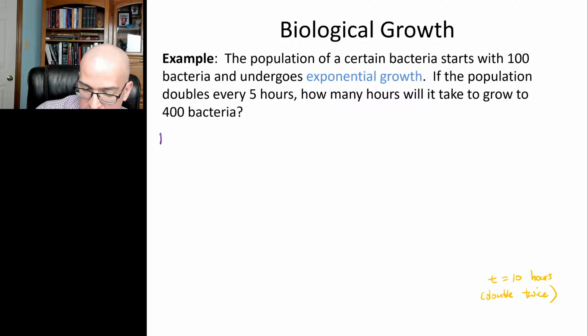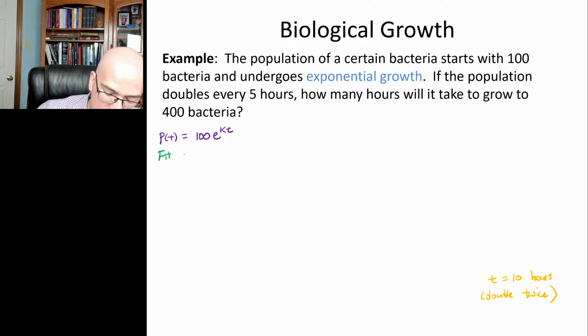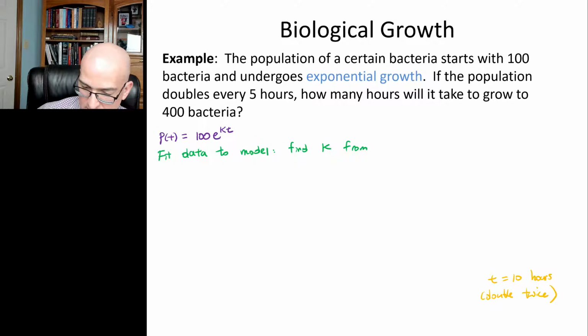We have P of t. I'm just going to go right to it. 100 times e to the kt. Now fit the model. Fit data to model. Find k from P at 5 is equal to 2 times 100. After 5 hours, population doubles.